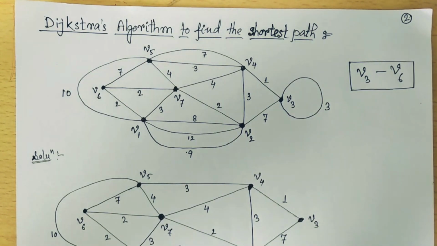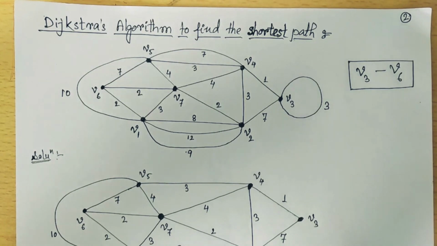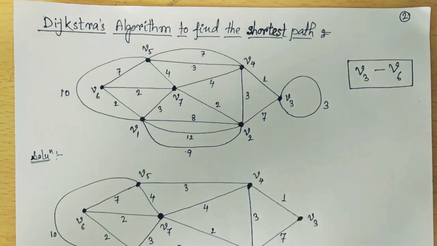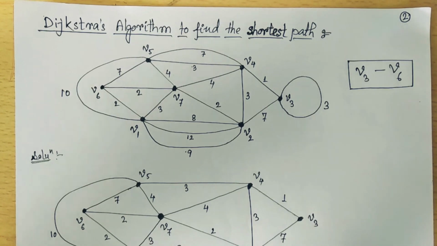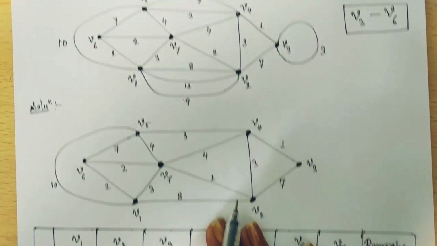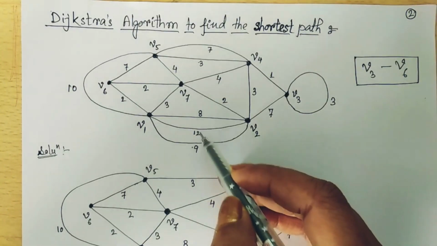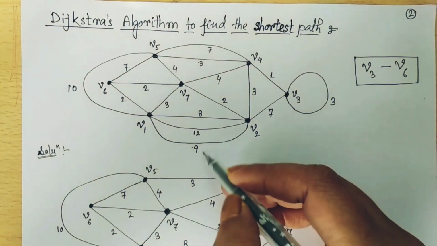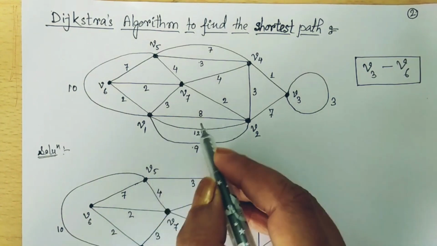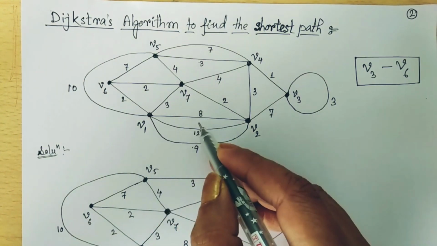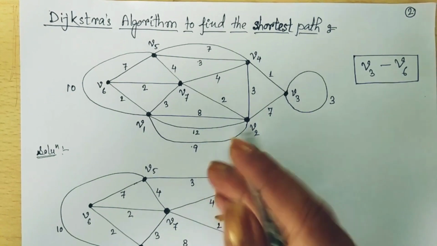How to simplify? We should remove the self loop first, then we remove the parallel edges with the higher weights. So among all the parallel edges we just keep the edge which has the minimum weight. So if we reduce this one, look here, these are the three parallel edges. Among these three, this edge has the weight 8. So we should keep this edge and remove these two.